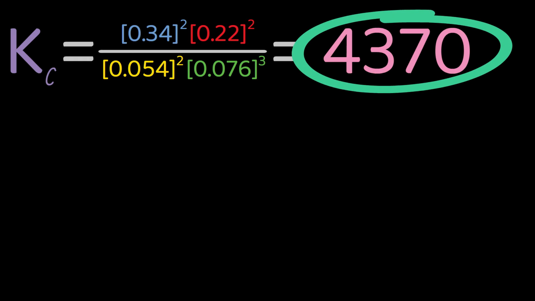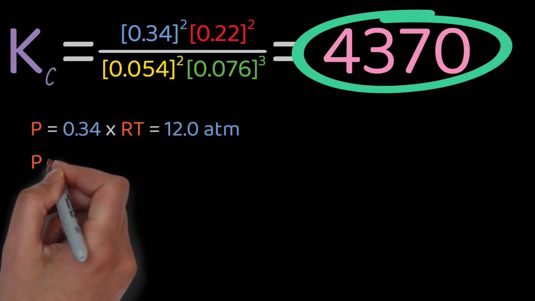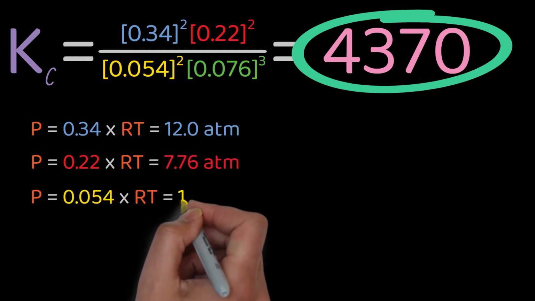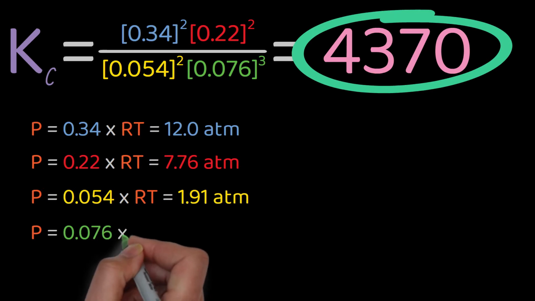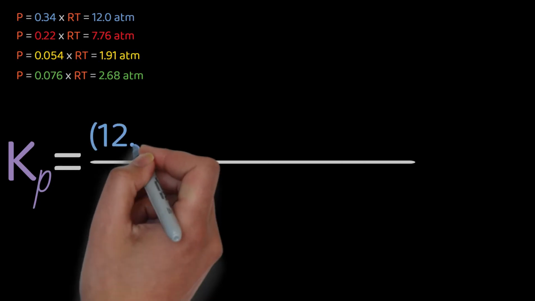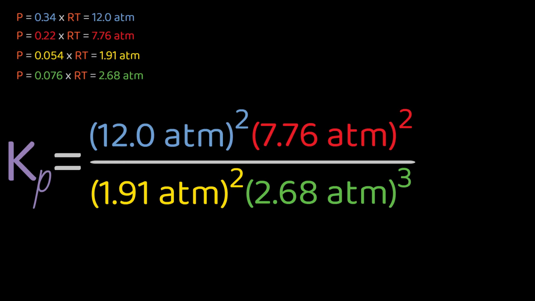We can convert Kc into Kp by using the ideal gas law. Since PV equals nRT, if we divide by V, we get molarity times the gas constant times the temperature, which equals the pressure. Thus, we can use the concentrations from our Kc to calculate the partial pressures of each substance. We can then solve for Kp in the same way as we did Kc. And we get 123.